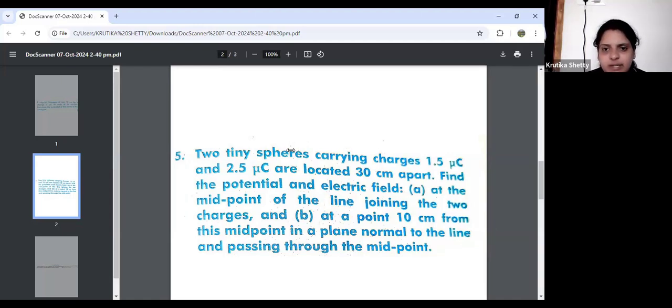This is the first calculation. The second calculation is at a point 10 centimeter from this midpoint in a plane normal to the line passing through the midpoint.